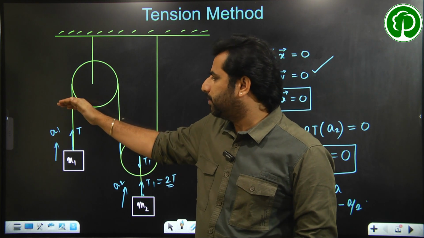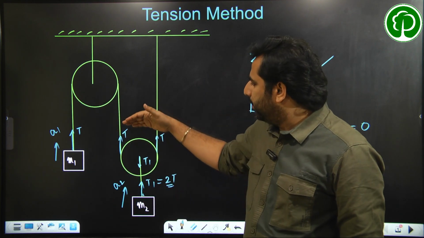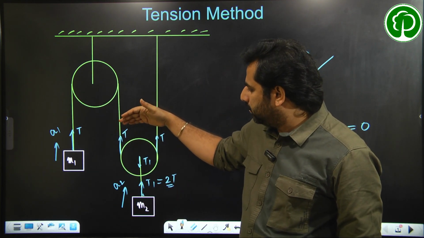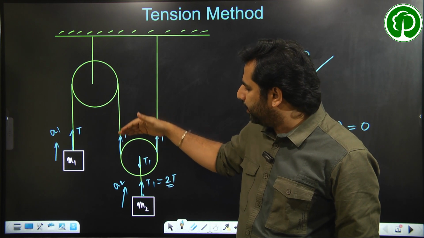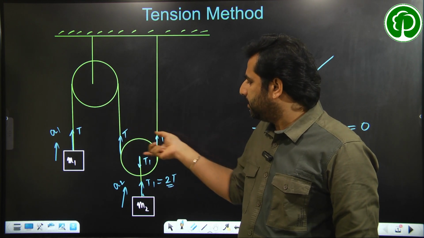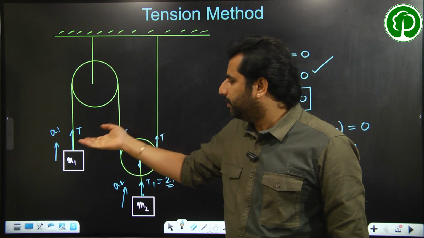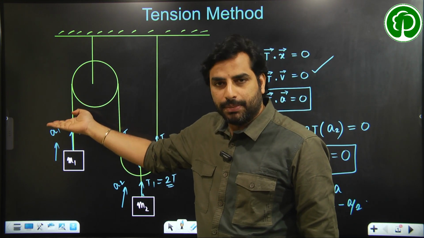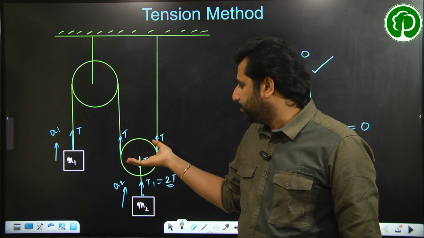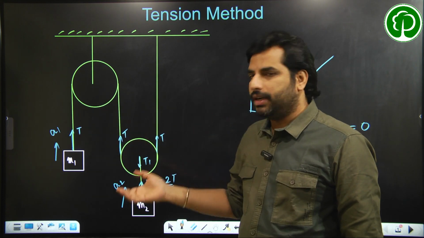Suppose M1 goes up by 1 meter. That 1 meter of string is given to the pulley, so half and half is distributed on two sides, and the pulley will come down only by half a meter. So if the velocity of M1 is 1 meter per second up, then the velocity of the pulley would be half meter per second down.